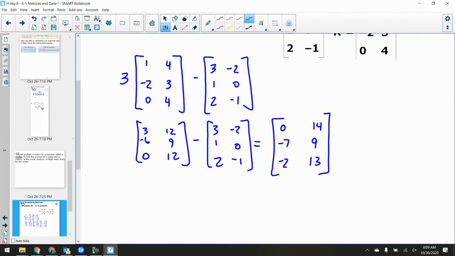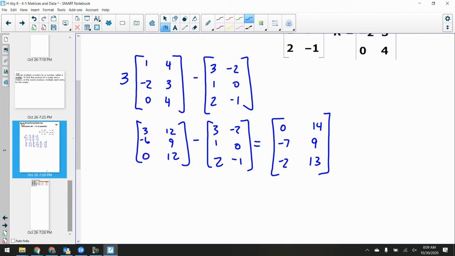Make sense? I mean, it's pretty simple as that. You know, just adding or subtracting should be pretty easy. Okay, just adding or subtracting the corresponding entries. And if there aren't corresponding entries, you can't add or subtract.